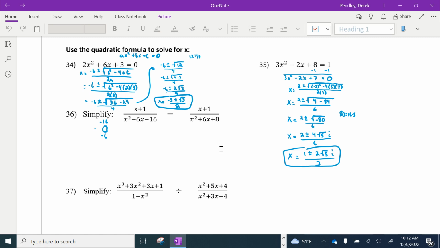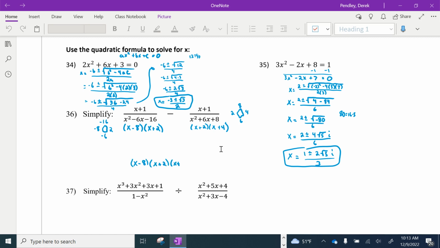Over here, we have 8 on top and 6 on the bottom. That is 2 and 4. So this really means x plus 2 times x plus 4. So if we look at this, we have x minus 8, x plus 2, and x plus 4 as my new common denominator.